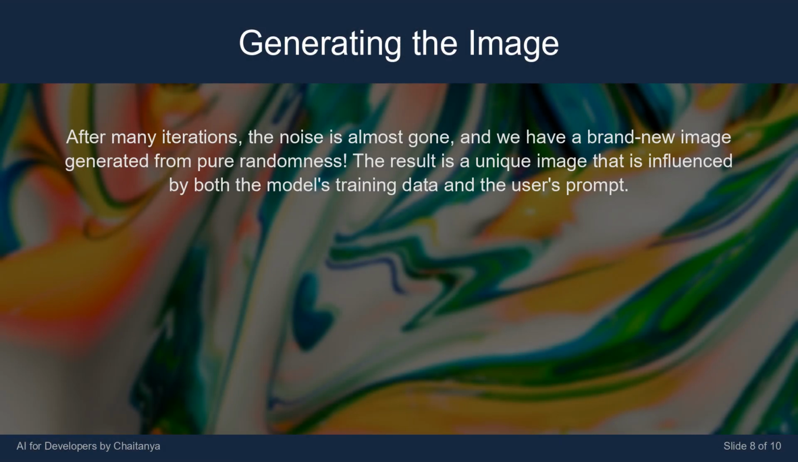After many iterations, the noise is almost gone, and we have a brand new image generated from pure randomness. The result is a unique image that is influenced by both the model's training data and the user's prompt.